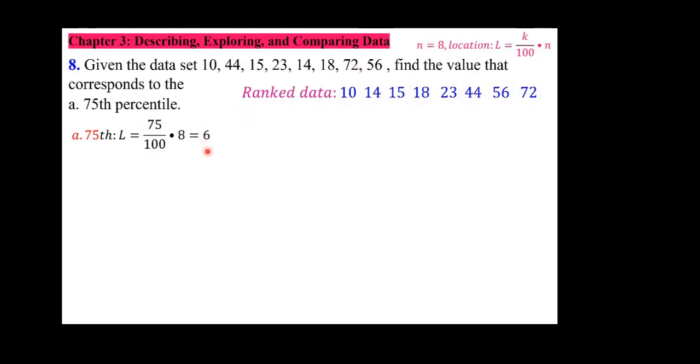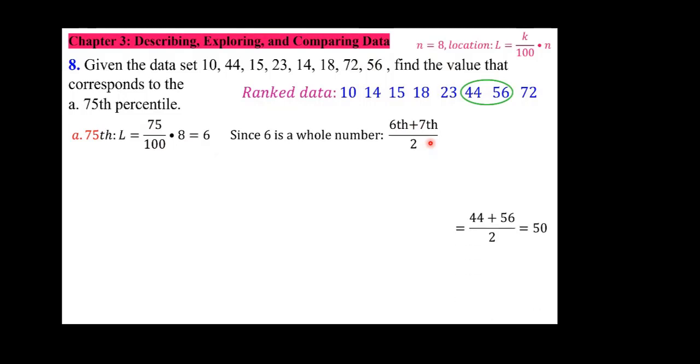Now, what statisticians do when it's a whole number, then they go with the next one as well, and they find the median of the two. The 6th number and the 7th number are those two numbers, they add them up, divide by 2. They only do that when it's a whole number.